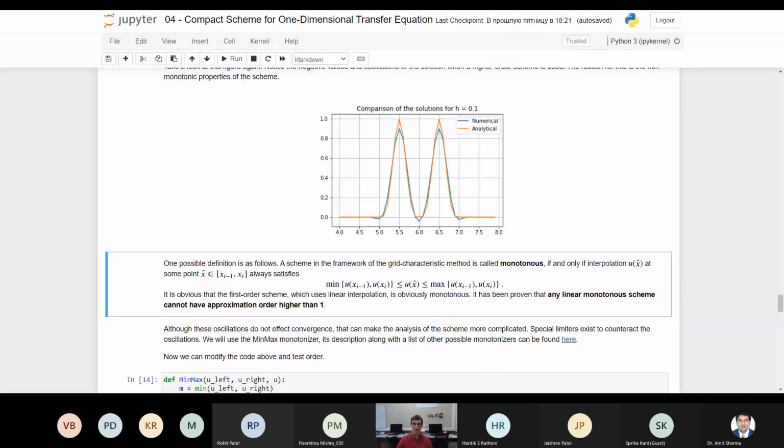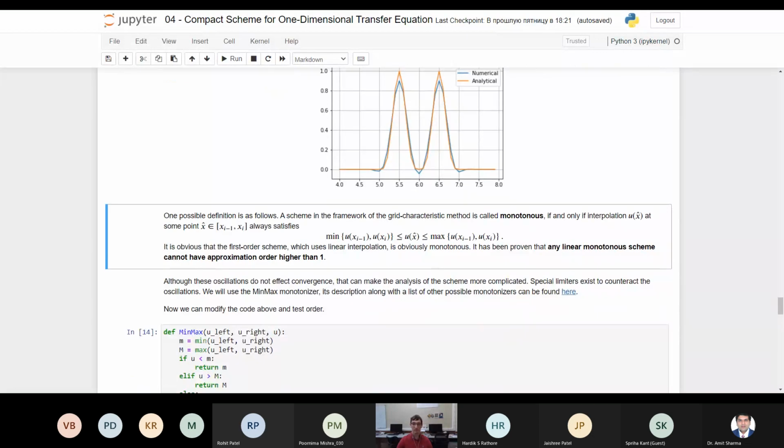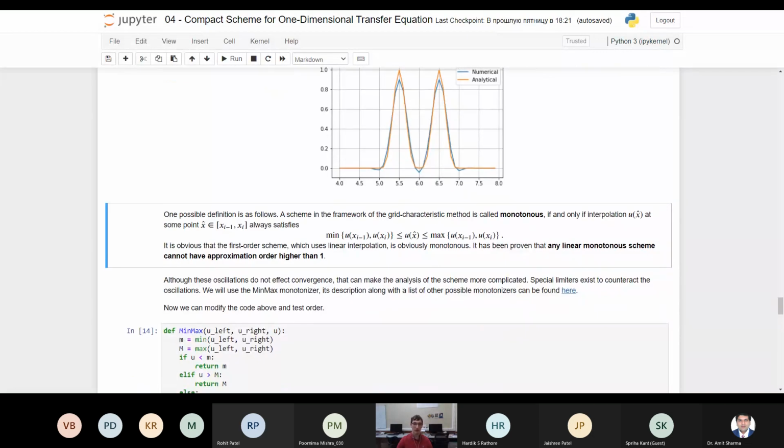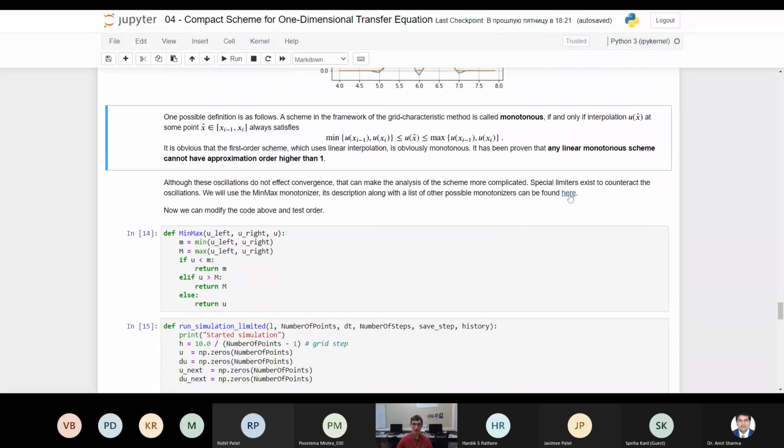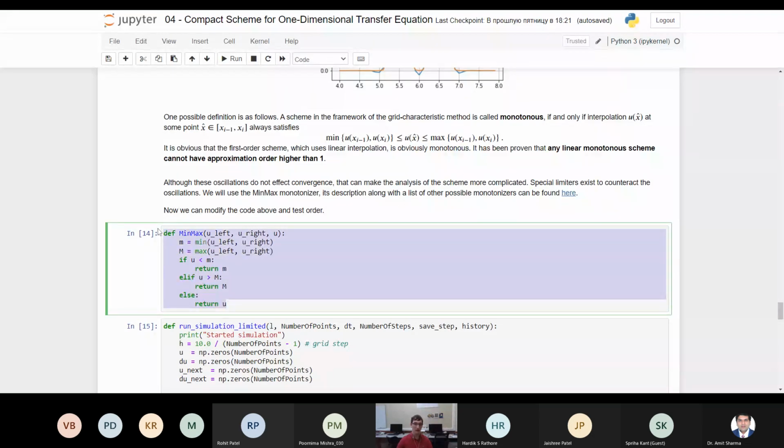One of such ideas for that is the use of special limiters or monotonizers. Here you can find, in this link, the description of quite a lot of these limiters, but basically it's the simplest one.